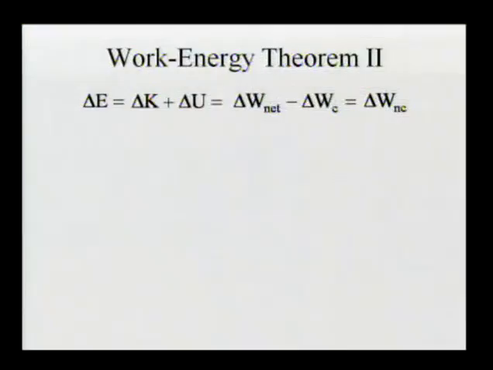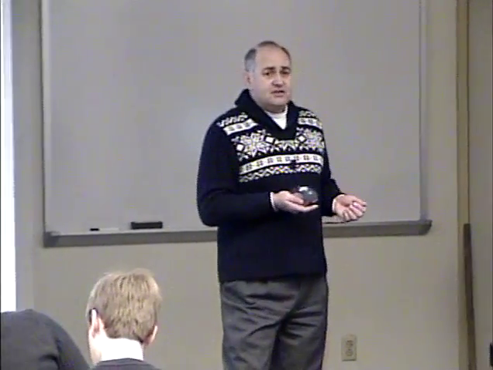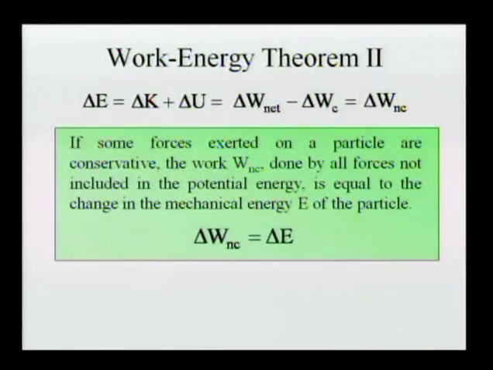Now, it can happen actually that you do not identify properly what are conservative interactions and non-conservative interactions. Therefore, I prefer to phrase that work-energy theorem in such a way that work NC is work done due to all interactions which you have not included in potential energy. So if some of the interactions on the particle are conservative, then the work done by all forces not included in the potential energy is equal to the change in mechanical energy of the particle.